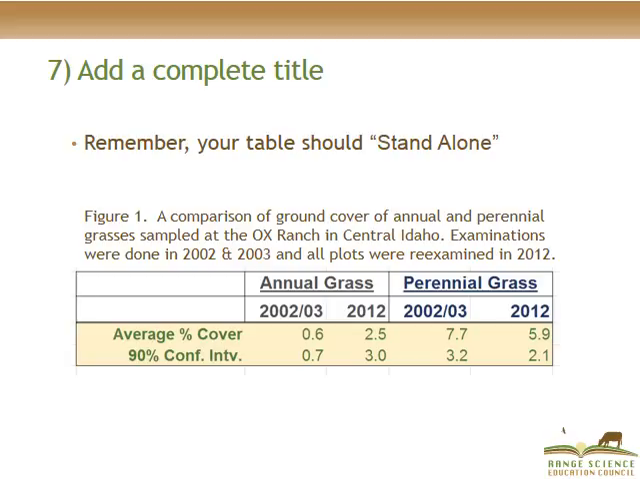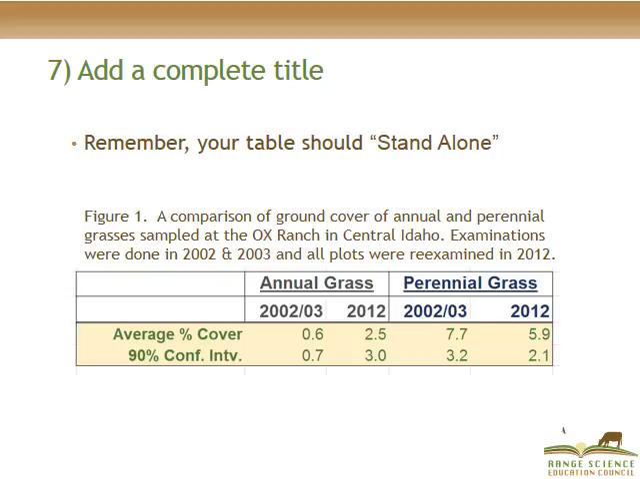One more thing. You need to add a title, because remember that your table should stand alone. I had a professor that told me once that you should be able to make a table, and if it drops on the ground on your way to the car and someone comes by and finds it in the parking lot, they should know what the data in the table is representing.